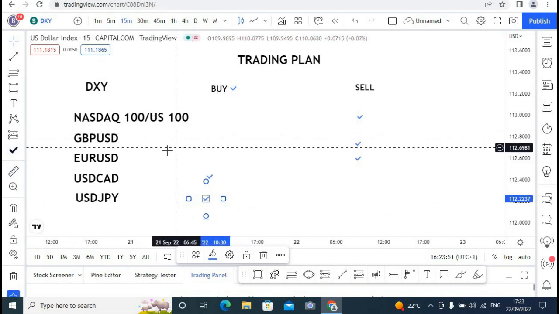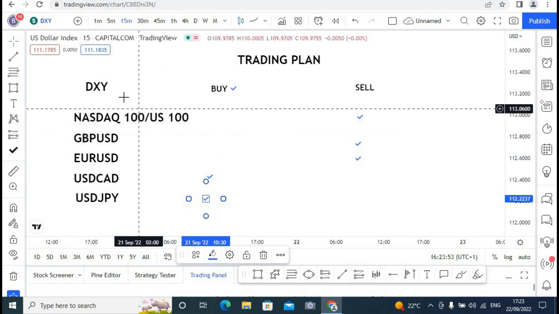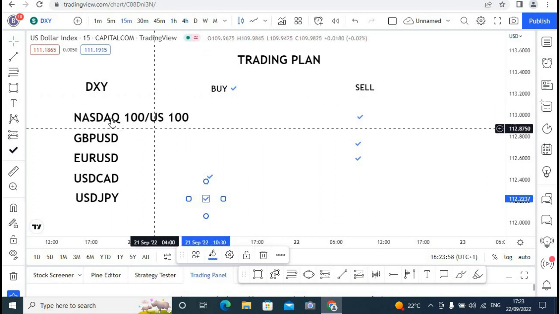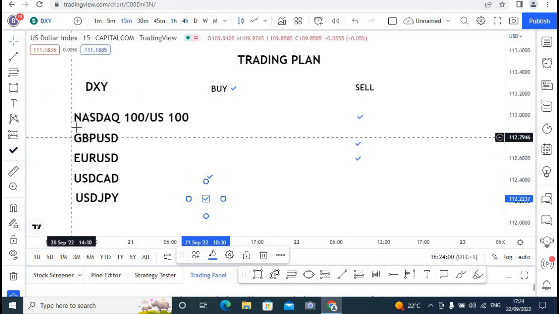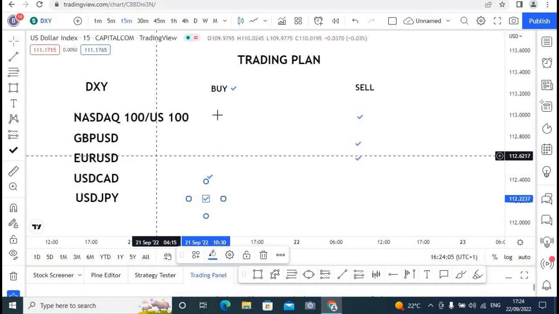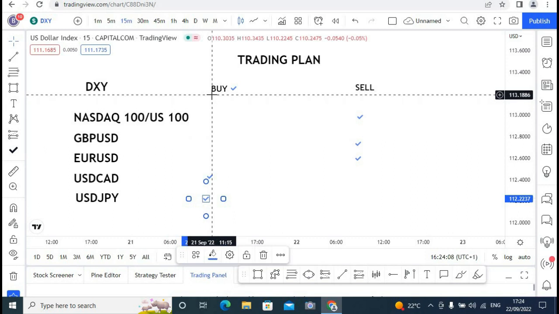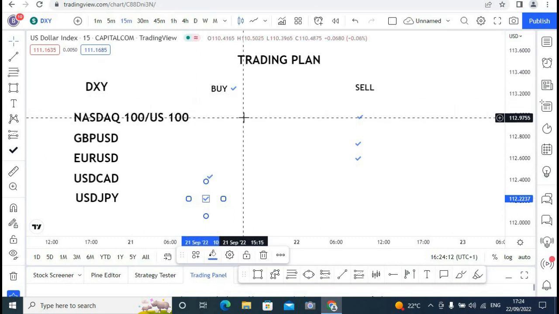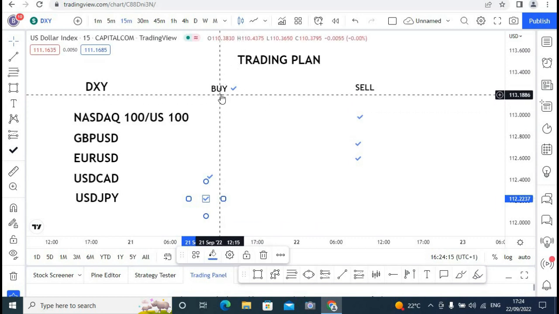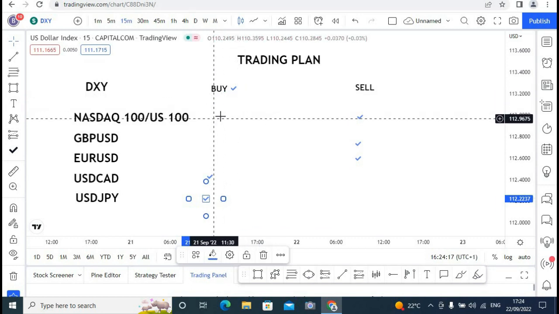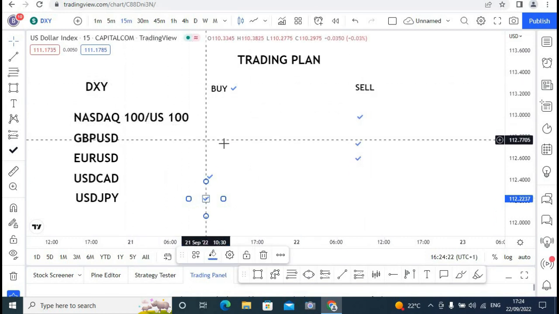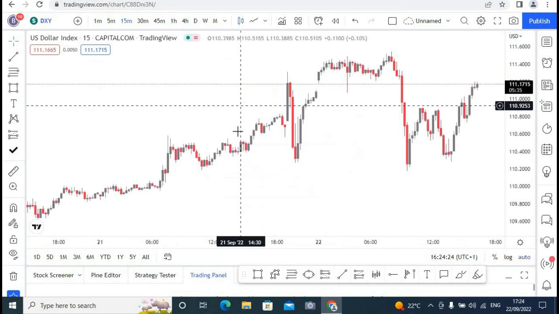So you have to understand that whatever you see on DXY, you have to go against these three pairs, which are Nasdaq, GBP/USD and EUR/USD. Meaning whatever you see on DXY, you have to go opposite, so it has to match. Let's say you see a buy on DXY, it has to match with a sell setup on Nasdaq or GBP/USD. Let me show you a certain example, right?